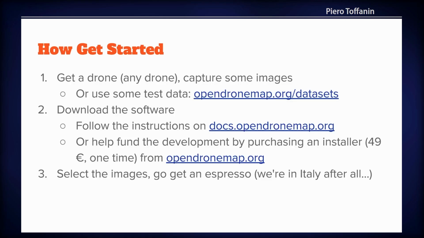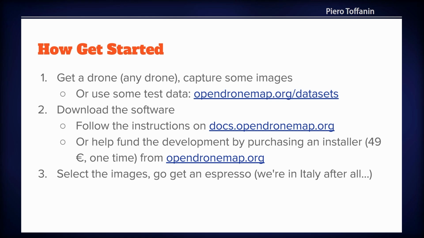To get started, you just need a drone. You capture some images. If you don't have a drone, you can use your phone. If you don't want to use your phone, we also have test data you can just throw into the software to try it out. To download the software, there are simple instructions that you can find in the documentation. You can also help fund the development. We have a small installer that people can purchase, and that helps you get up and running even faster. So that's also an option.